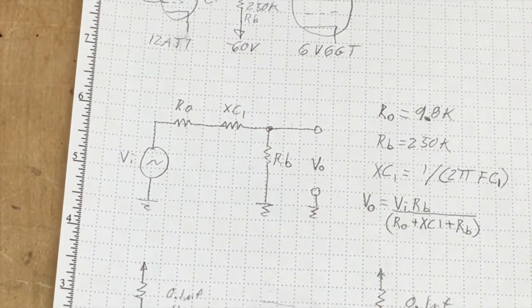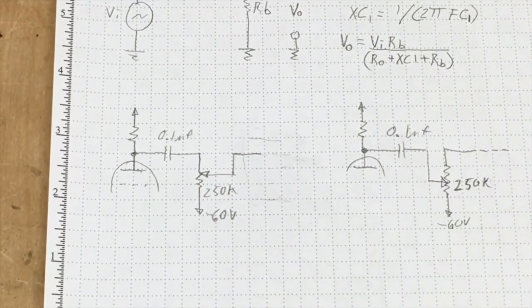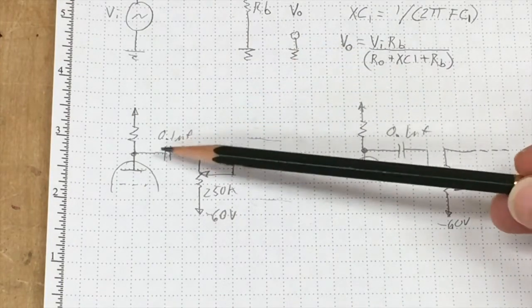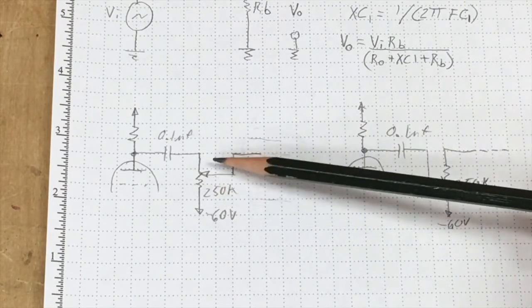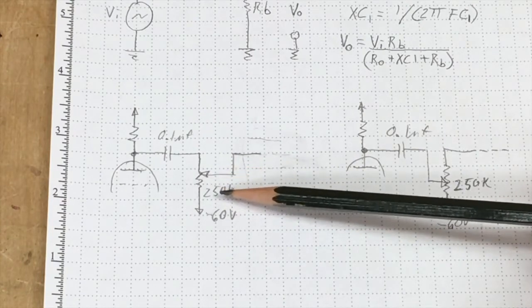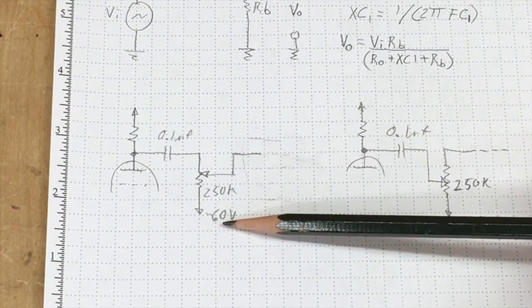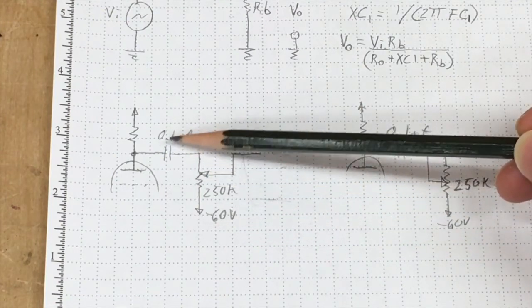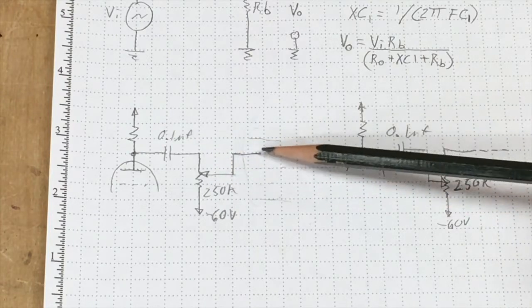Now, if you look at contemporary master volume circuits, this is what some people out there are actually doing. You have one guy who replaces the 250K bias resistor with a 250K potentiometer. One leg of the potentiometer is attached to my minus 60 volts, and the other attaches to the output of the 0.1 microfarad capacitor, and the wiper goes to the output tube.